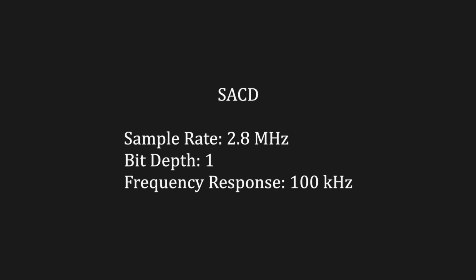In SACD, the analog signal is sampled at 2.8224 MHz, with each sample represented by one bit. This results in a bit rate about 4 times higher than that of a CD. The theoretical Nyquist frequency is 1.4112 MHz, but in practice, analog filters limit the frequency response to 100 kHz or lower to reduce high-frequency noise.